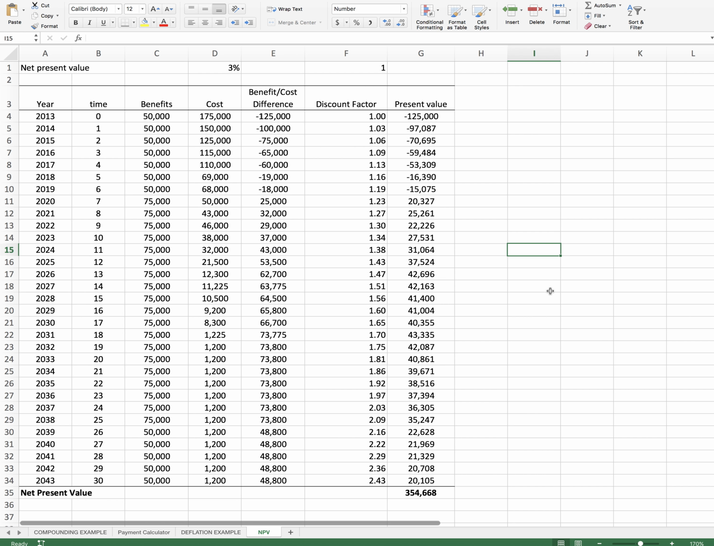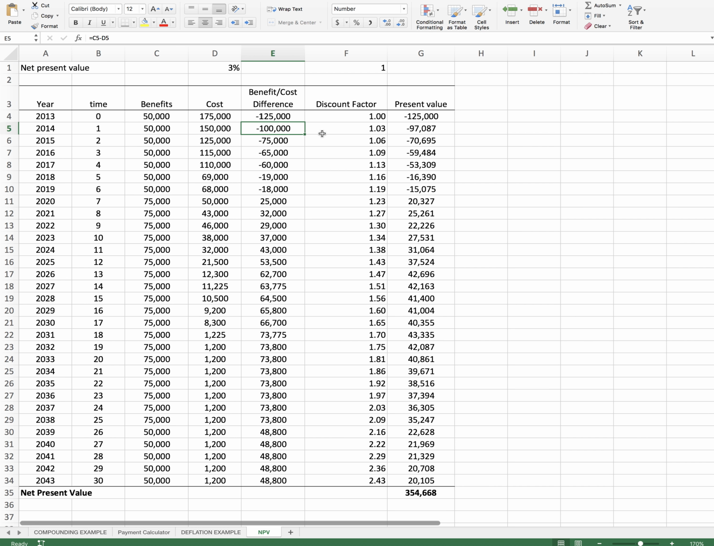Now, how did I get that? Well, let's start with year one. Okay, I have a year zero here, and I'll talk about that in a moment. But let's start with year one. So my benefit was $50,000. That was given. My cost was 150. That was given. So then I deducted the cost from the benefit, which gave me a negative $100,000.